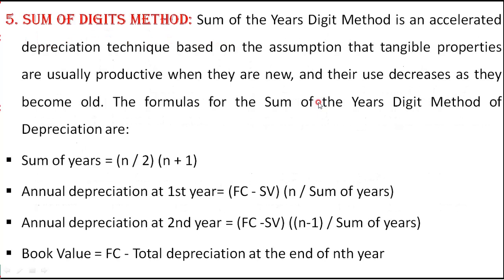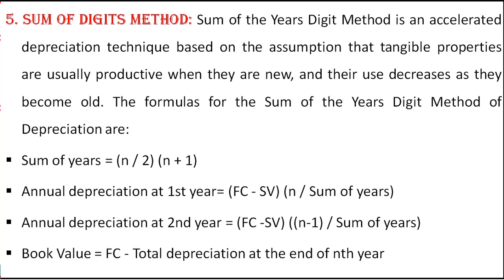The fifth one is the sum of years digit method. The sum of years digit method is an accelerated depreciation technique based on the assumption that tangible properties are usually most productive when they are new, and their use decreases as they become old. The formulas for the sum of the years digit method of depreciation are: for the first year, the sum of the years, n, is equal to the sum of the year. How are you going to get the sum of the years?